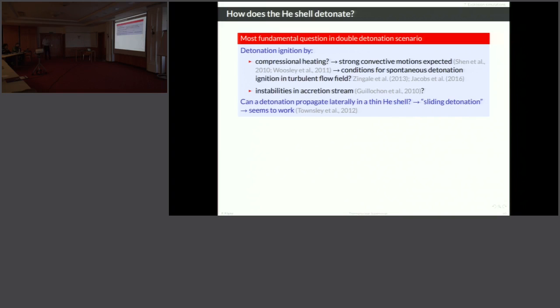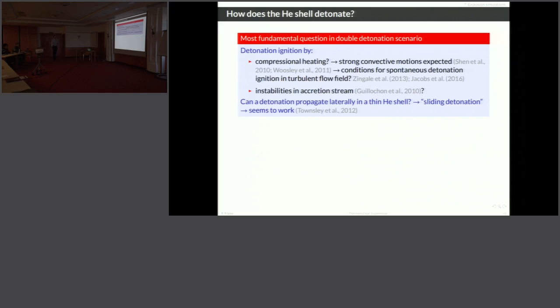Okay, so the most fundamental question, of course, of this double detonation scenario is whether or not you get a helium shell above a carbon-oxygen core to detonate. The original model would suggest that this was actually achieved by compression and heating. However, before reaching this sufficiently to trigger a detonation, you would expect, again, strong convective motions, as pointed out by various authors. And then it's questionable whether you can easily reach the conditions for a spontaneous formation of the detonation in such turbulent flow fields.